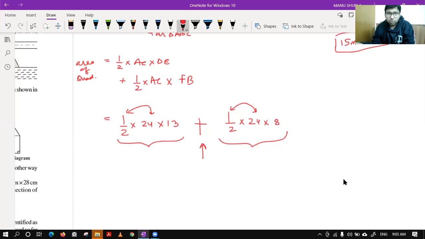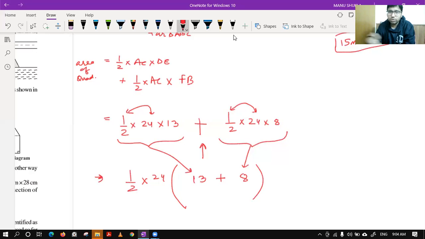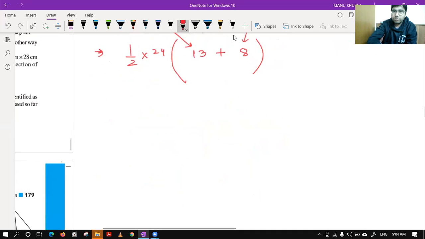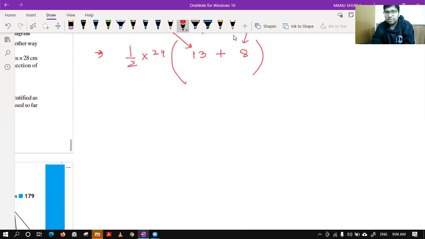So let us take 1 by 2 common and 24 common. Now tell me what is left in the first place. Please tell. 13 is left. Very good. Then we have a plus sign. What is left in the second place? 8 is left in the second place. Very good. Now you can see you have made the question quite simple.